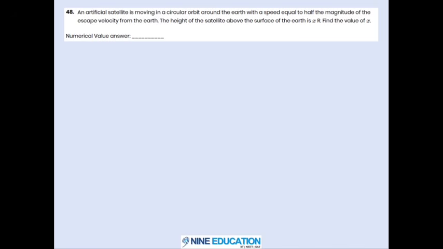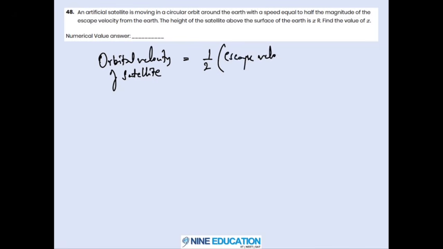What is the condition? The orbital velocity of the satellite is equal to half the magnitude of the escape velocity. Just substitute. What is the orbital velocity? It's very clear. It's very easy. It is root of GM by r.